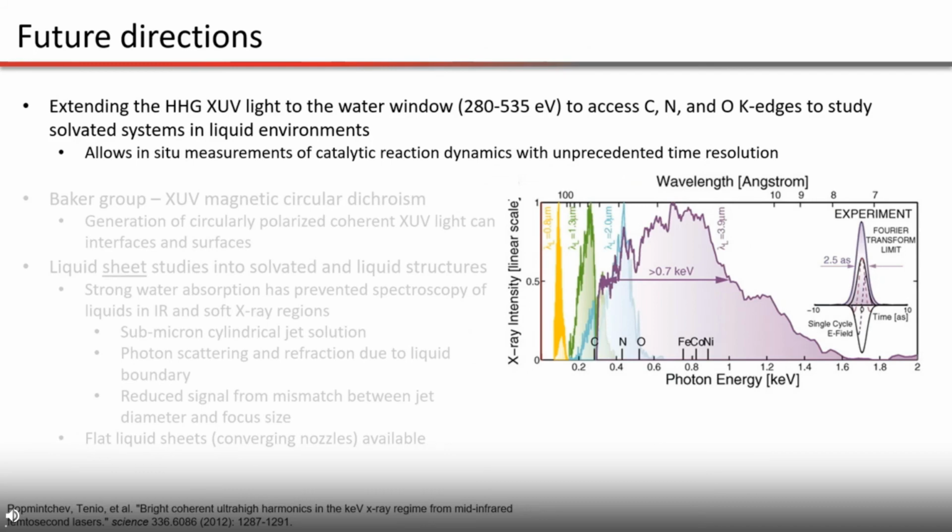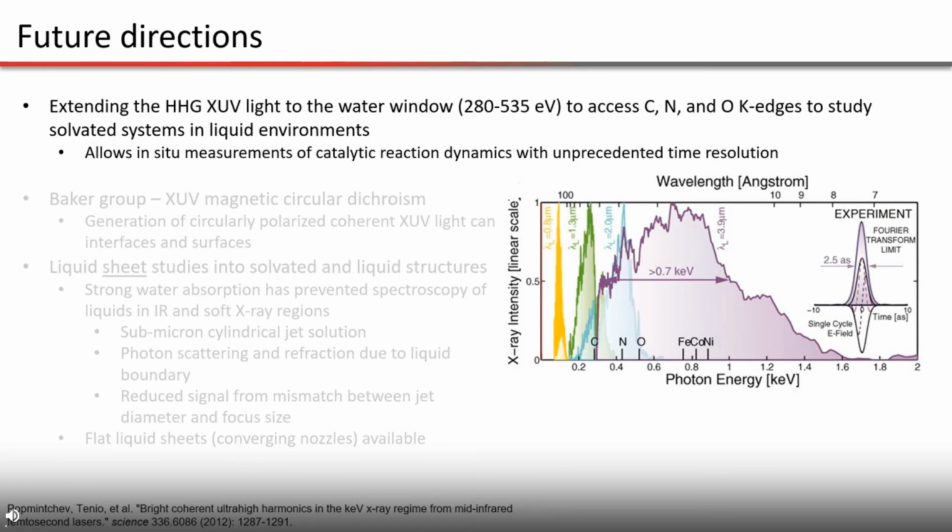Okay, so some future directions for the field that I'll highlight briefly. First, there's a lot of work happening right now to extend the capabilities of HHG-produced XUV light into the water window, which is between 280 to about 535 eV. This will allow us to access carbon, nitrogen, and oxygen K edges, which are really critical for most systems.